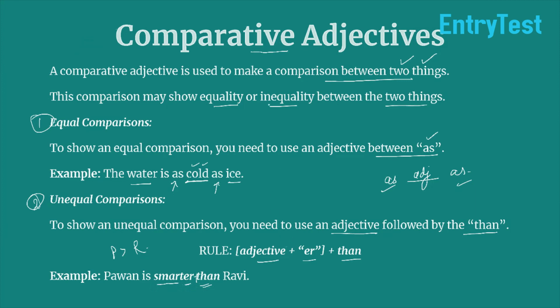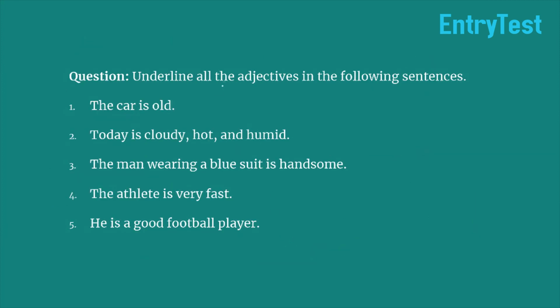So friends, we are done with the categories. Friends, as always, your first question is to underline all the adjectives in the following small sentences. So first is, the car is old. So here, which is the noun? Car is my noun, and which is describing that noun? Old. So old is my adjective. So next, today is cloudy, hot and humid. So who is describing today? Cloudy, hot and humid. So there are three adjectives here.